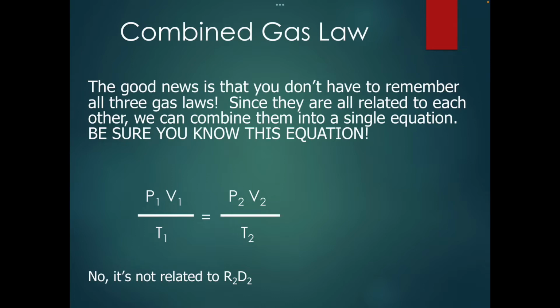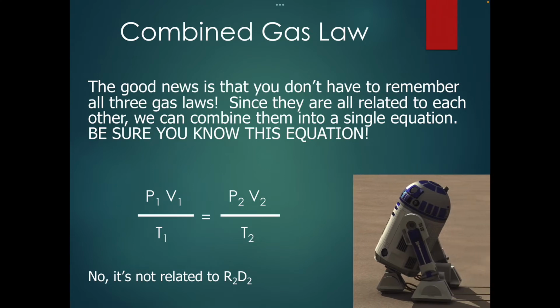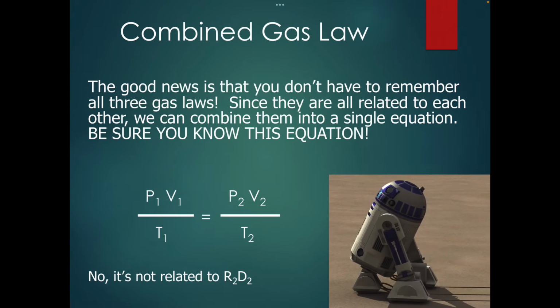The combined gas law incorporates all of those gas laws, all three of them, into one super cool equation. So our equation is P1V1 over T1 equals P2V2 over T2, and I like to say, no, it's not related to R2D2, just because it kind of sounds like that. I know it's a little bit silly, but I do want you to know this equation. There are only two equations in this entire chapter that I'm going to have you memorize, and this is one of them. So P1V1 over T1 equals P2V2 over T2.